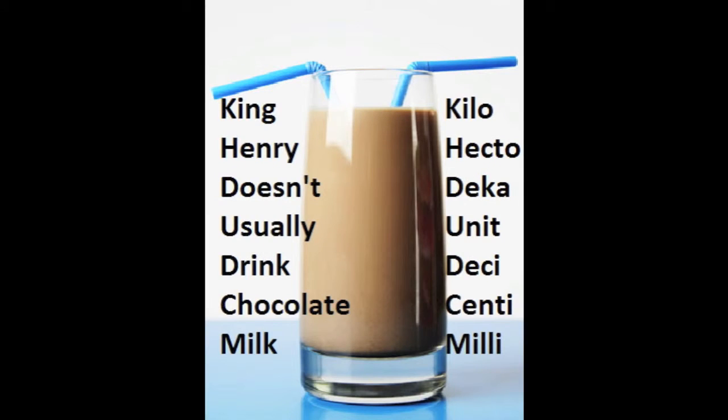So let's look at what the maid kept saying. King Henry doesn't usually drink chocolate milk. That's also a great acronym for us to remember how to convert in the metric system. King being kilo, Henry being hecto, doesn't equals deca, usually is units, which in units that's meters, liters, and grams. Drink is deci, chocolate, centi, milk being milli. So let's look at some examples.